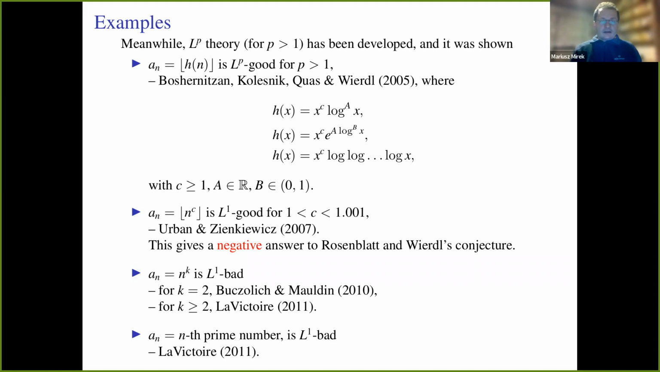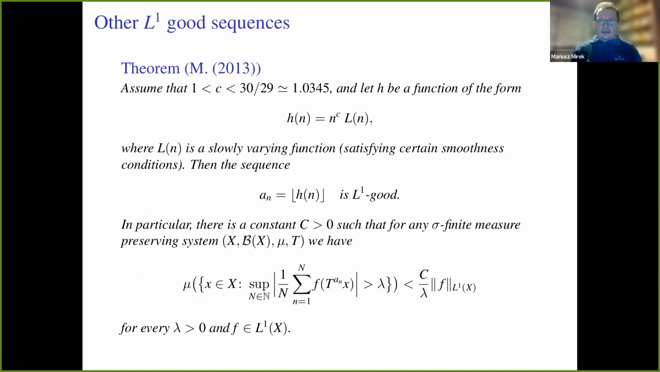So that's the picture showing what happens in this business after Bourgain's paper. Let me also mention that at some point I was also interested in this kind of problem. I was inspired by the paper of Urban and Zienkiewicz and started to think about this. I was able to show that if we consider a sequence of this form, the integer part of h of n, where h of n is n to the power c times a slowly varying function, and c is of the form 30/29, which is approximately 1.03, then this sequence is L1 good.